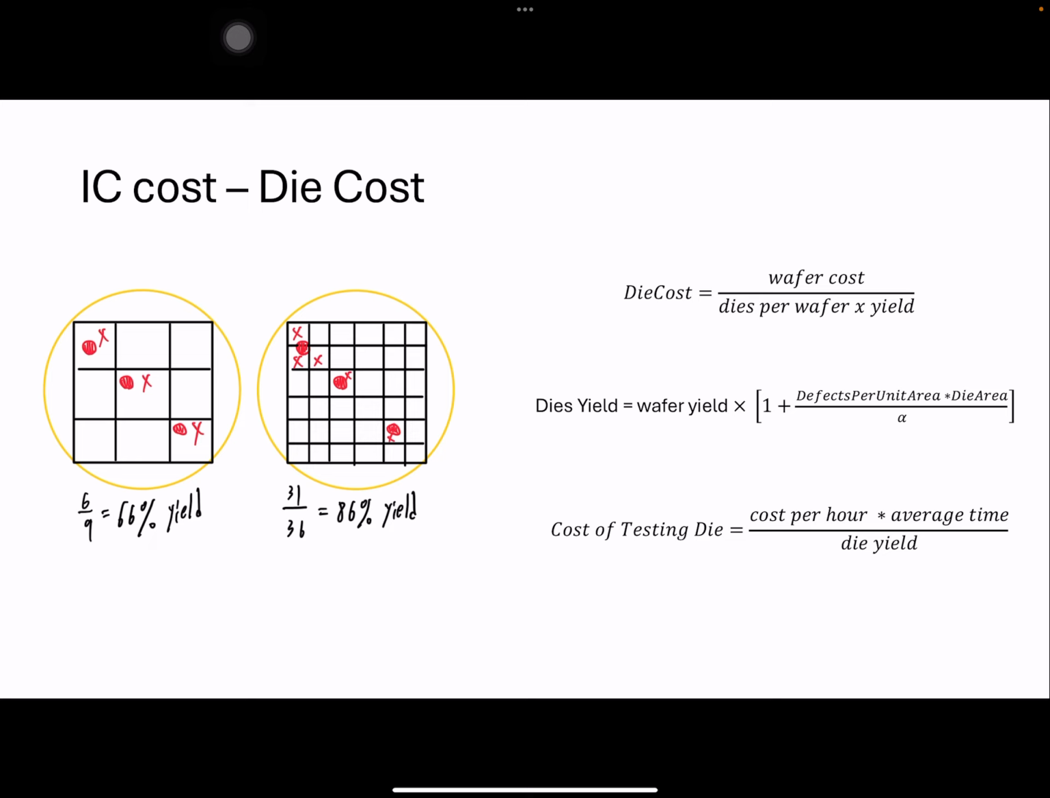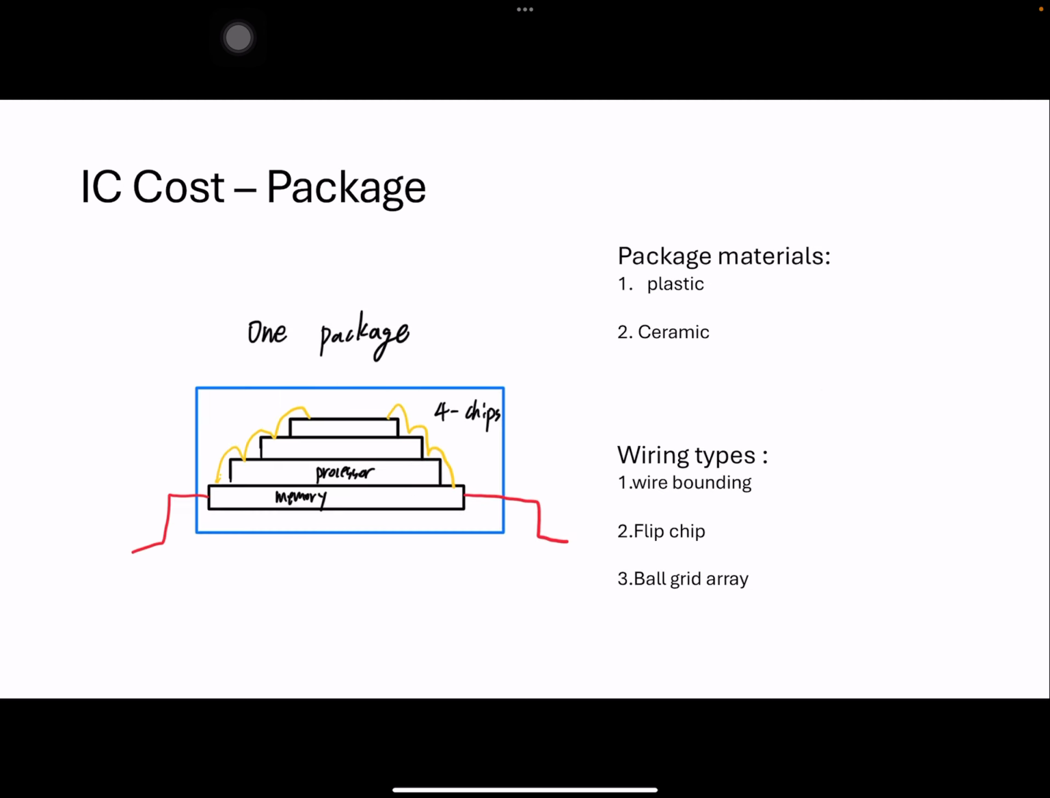The formula on the right side is to calculate the die cost, the die yield and the cost of testing the die. We not only cannot sell the chips which have impurities on them, but also the non-functional chips. There are different ways to detect whether a chip works or not, but it is still a cost in the process. The final IC cost is package cost plus test cost plus die cost and shipping cost.